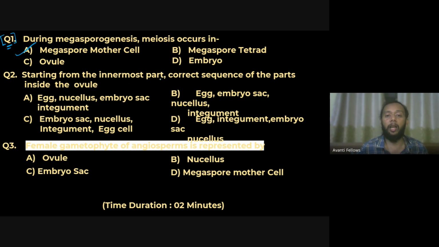Starting from the innermost part, the correct sequence of the parts inside the ovule. So you have to start from inside towards the outside. Now this can be slightly difficult, but I think you can still do this. It has become a bit of a hodgepodge here, so try. Go from inside to outside. What do you think? All right. Tanishq has raised his hand.